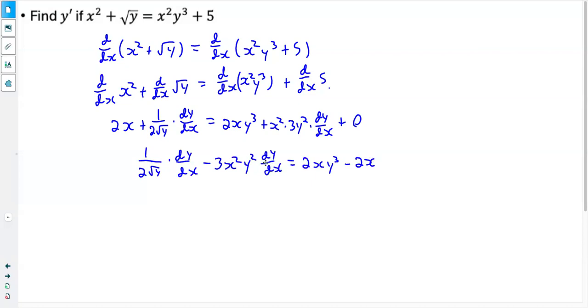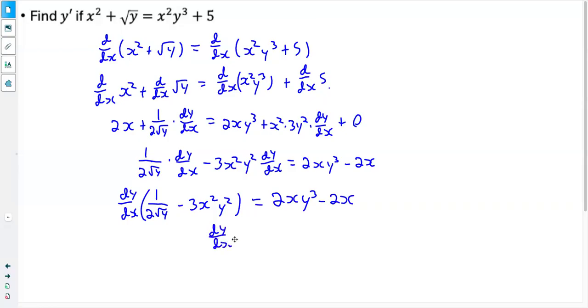Now we can factor out the dy dx, so we've got 1 over 2 square root of y minus 3x squared y squared in brackets and dy dx out in front. And that's equal to 2x y cubed minus 2x. And then we'll divide both sides by this. So that gives us dy over dx equals 2x y cubed minus 2x over 1 over 2 root y minus 3x squared y squared.